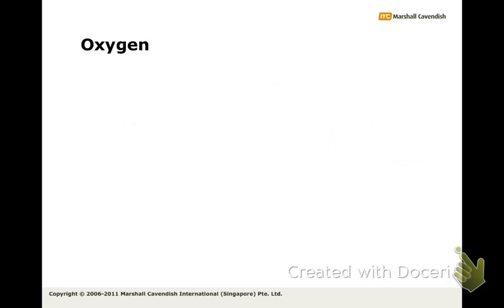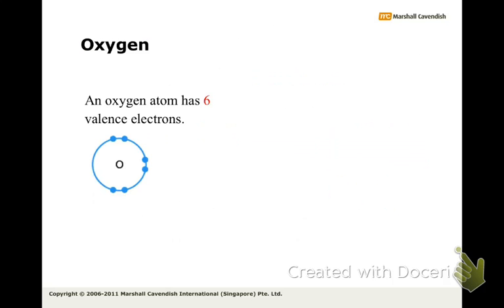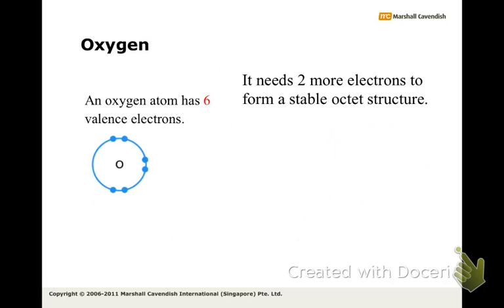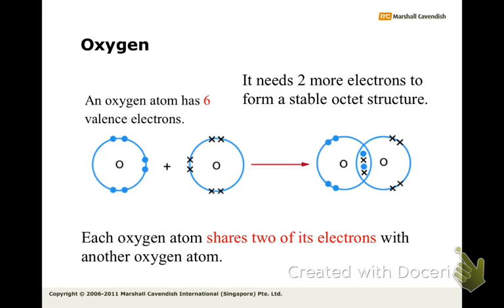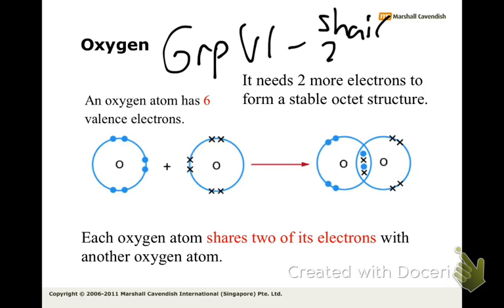How about oxygen? Now oxygen has 6 valence electrons each. So for oxygen gas, because it has 6 valence electrons, it will share 2 pairs of electrons. So the rule is like this: if it's in group 6, share 2 pairs. 2 pairs of electrons means altogether 4. So 2 from each atom.